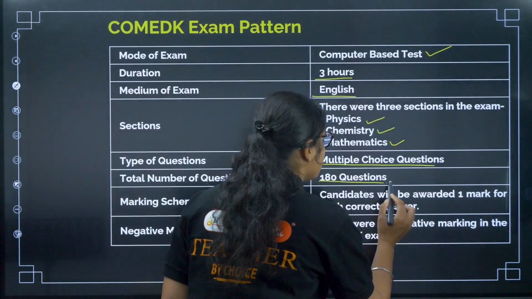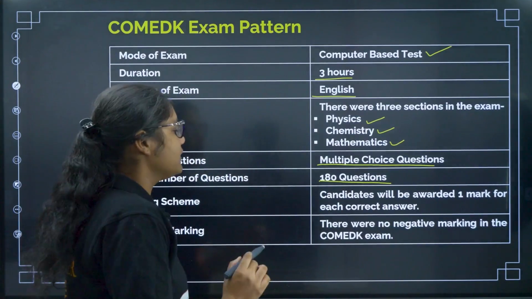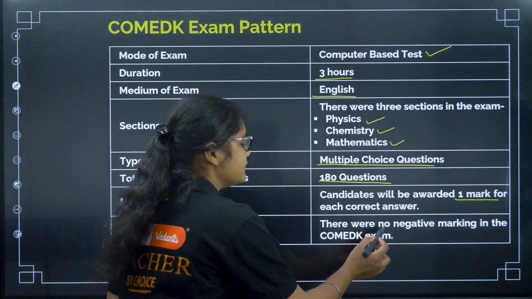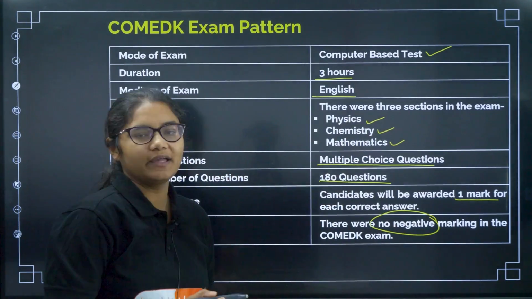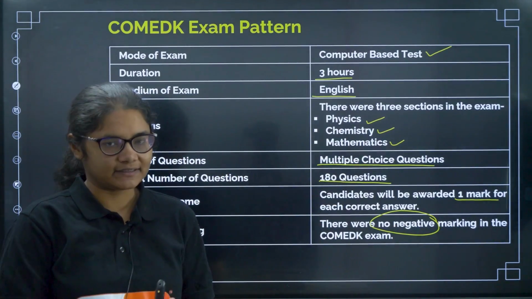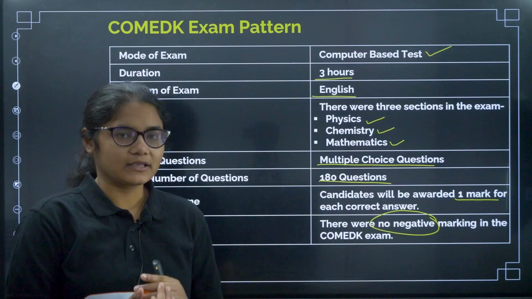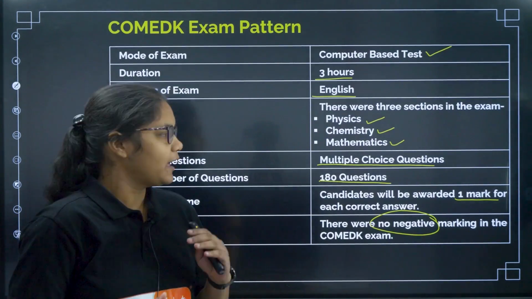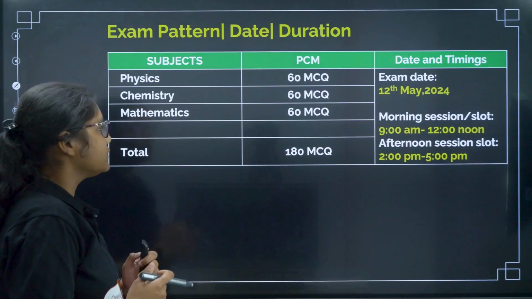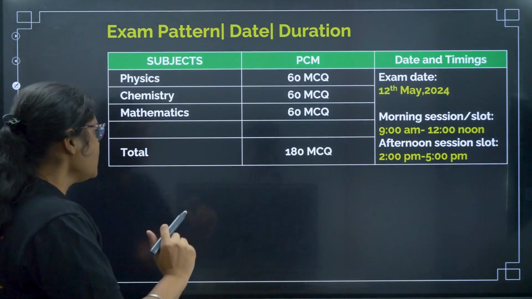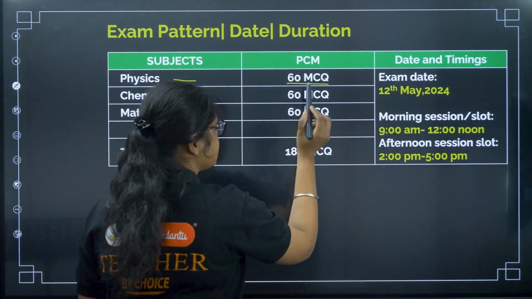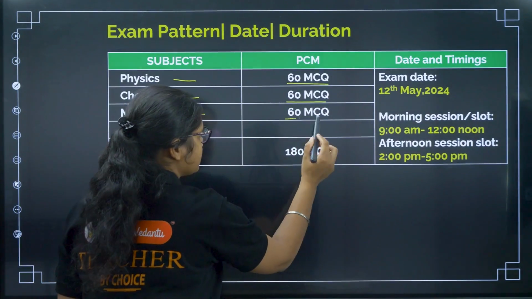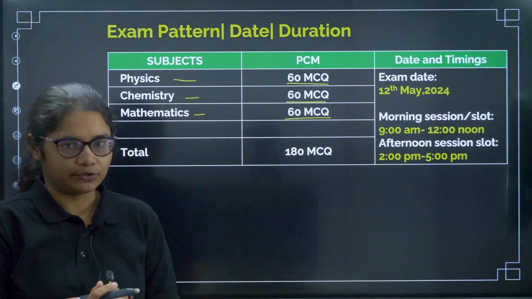Next, you will have a total of 180 questions, and for each correct answer you will get 1 mark. There will be no negative marking in the exam. It is like your KCET exam, there will be no negative marking in any question and you will be awarded 1 mark for each correct question. I hope this is clear. Now coming to the question pattern. From physics you will have 60 MCQs, from chemistry also 60 MCQs, and from maths also 60 MCQs.